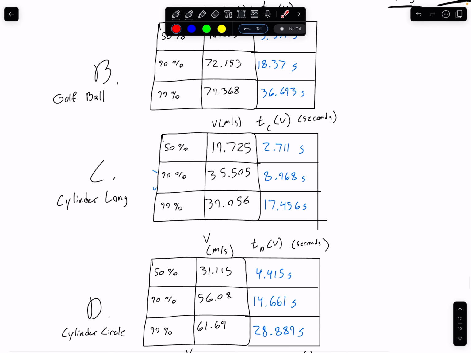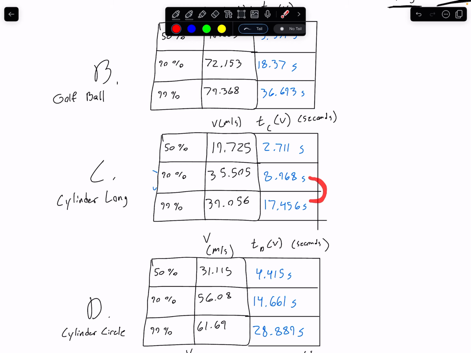Then for the cylinder in the long way, for object C, 50% of terminal velocity is 2.711 seconds, 90% is 8.968 seconds, and then 99% takes 17.456 seconds. So nearly the same, and again the same trends, a little bit more than 3 times that, and then about double.